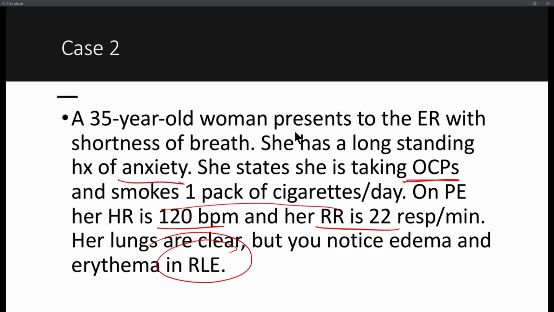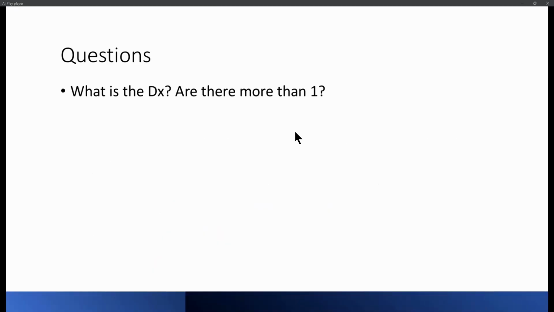Okay, already by now you can put the pieces together. One leg that's swollen and red. Shortness of breath. Obviously, she's setting the stage for a... Now, what's the diagnosis? Is there more than one? And this goes back to that Kahoot question when I said the order matters.